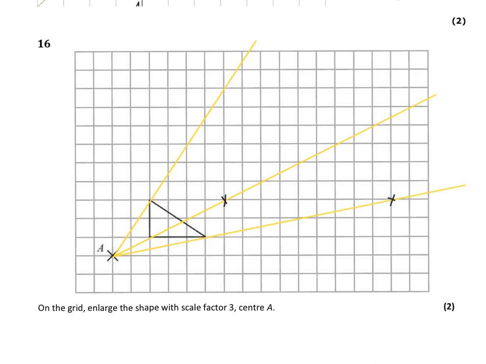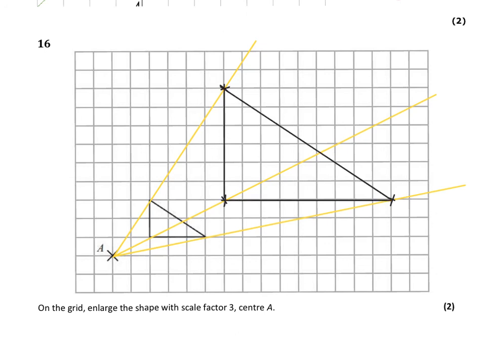And the final one, the top point, is 2 right and 3 up. So if we triple 2 right and 3 up, we get 6 right, 2, 4, 6, and 9 up. 3, 6, 9 to there. You then join those 3 points with a straight line.